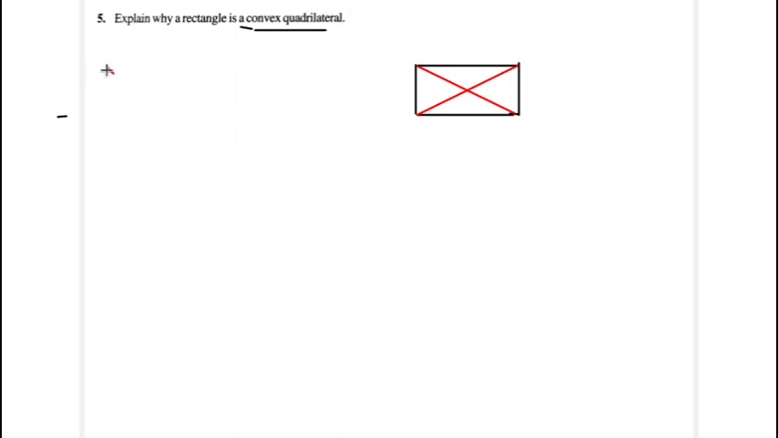As both the diagonals lie inside the rectangle, a rectangle is a convex quadrilateral.